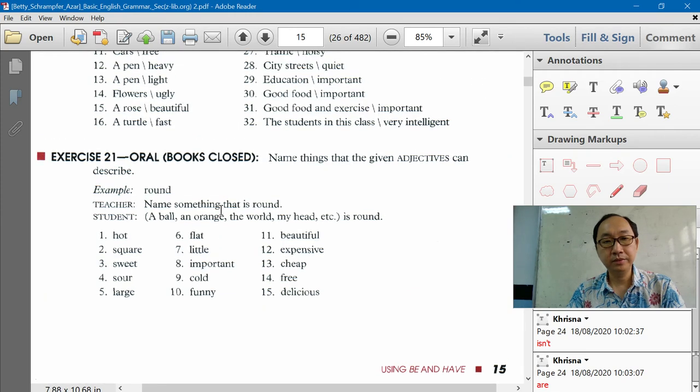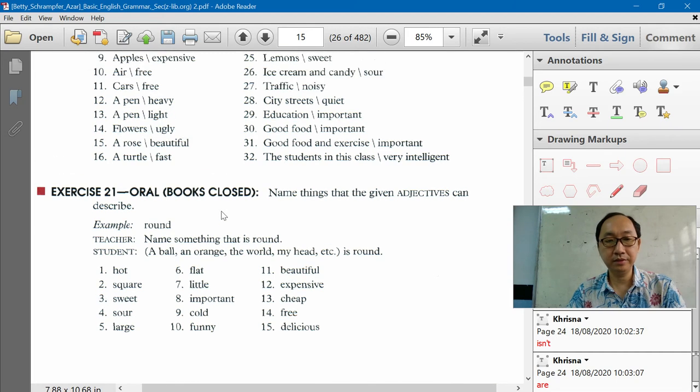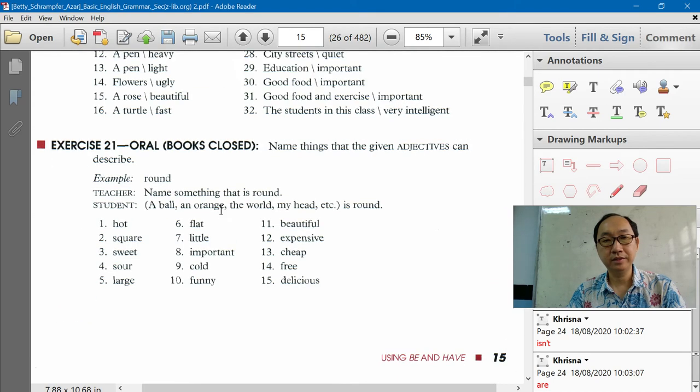We need to say something which is hot. Something that is hot. What is something that is hot? Okay, does anybody know something that is hot? Oh, I think fire is hot. So fire is hot. Square. A box is square.